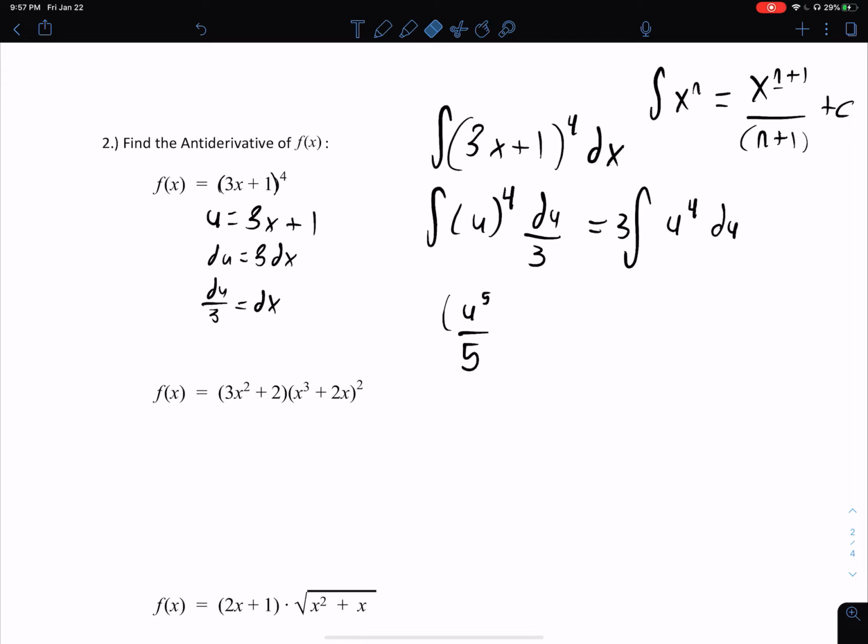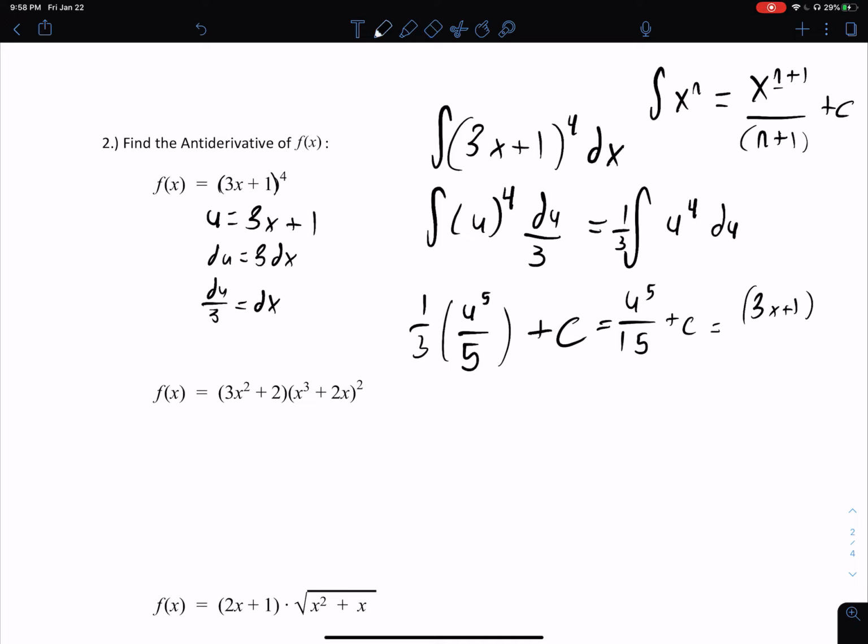This should be a 1/3. Sorry about that. So you have that, you settled that part, and then don't forget your plus c, and then you simplify it out. You get that, plus c, and then you can sub in your u. So you get 3x plus 1 to the fifth over 15 plus c. I don't know if they're really equal. Maybe don't write equal signs, but I'm just quickly doing this.